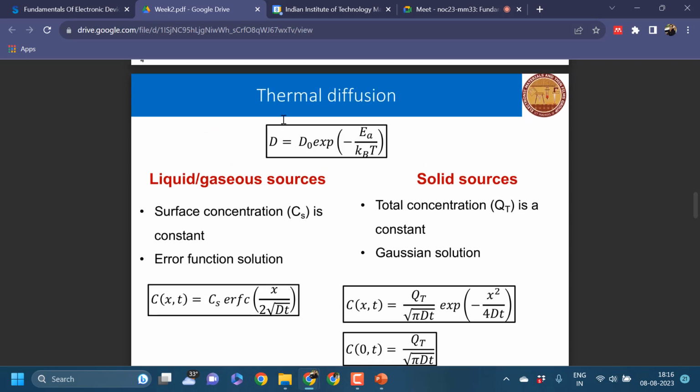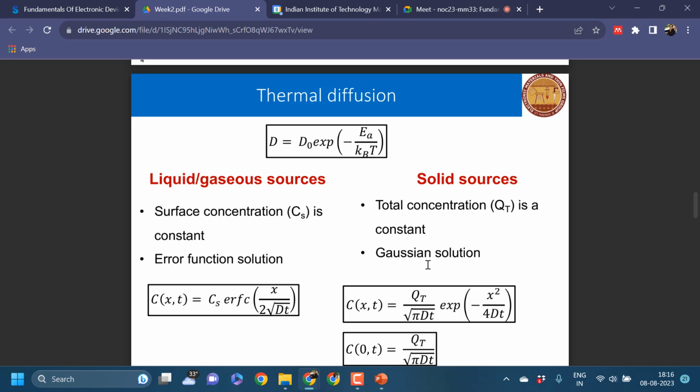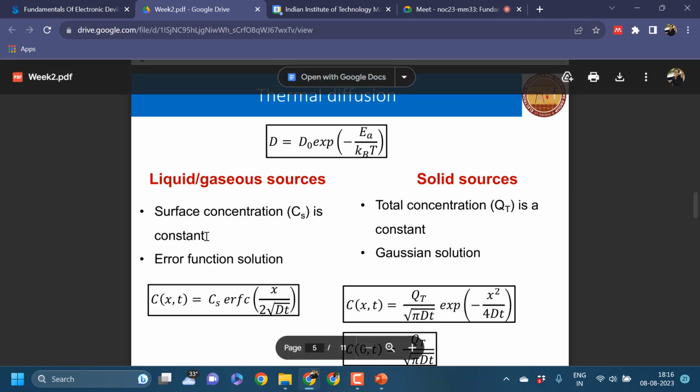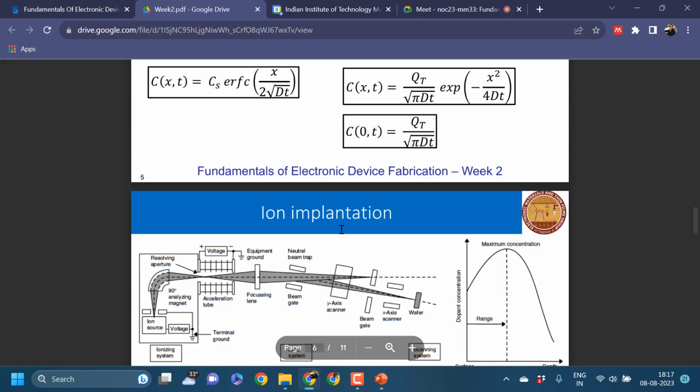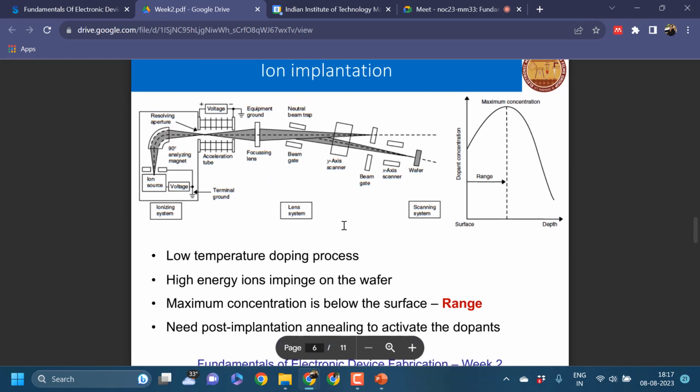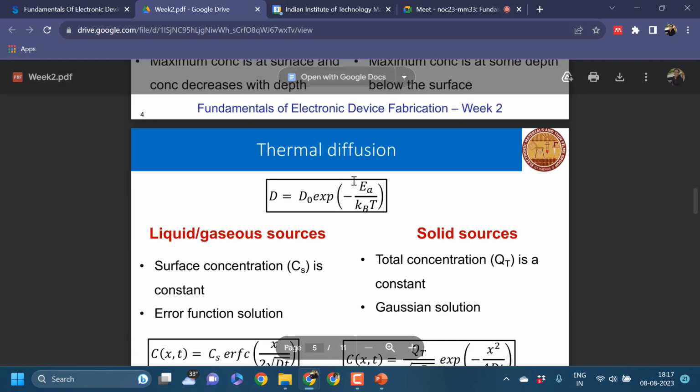So you might be asked in thermal diffusion, which of the following follows a Gaussian solution? Whenever it is a Gaussian solution, we should correlate that it's a solid source. And whenever it's an error function solution, it will be a liquid or gaseous source. Now, the ion implantation process: thermal diffusion is a high temperature process.